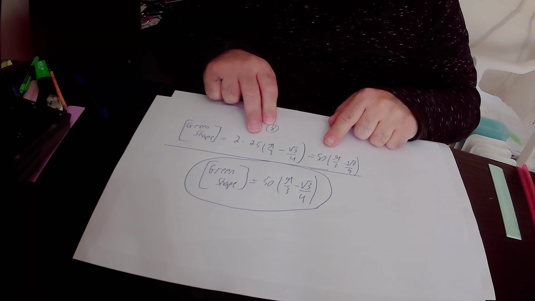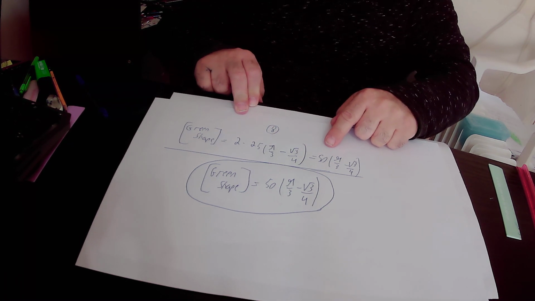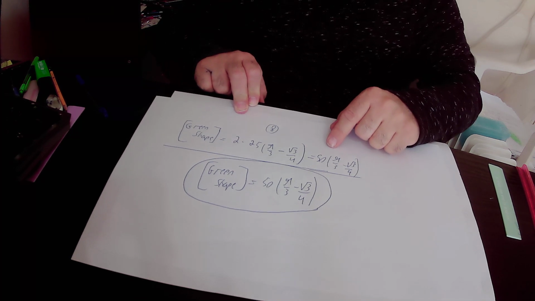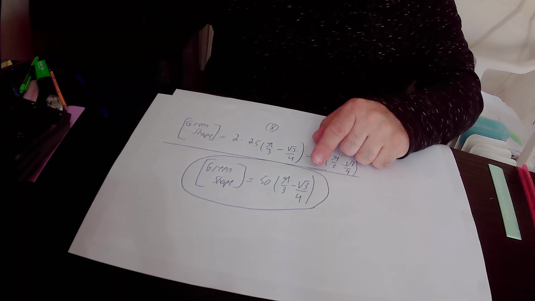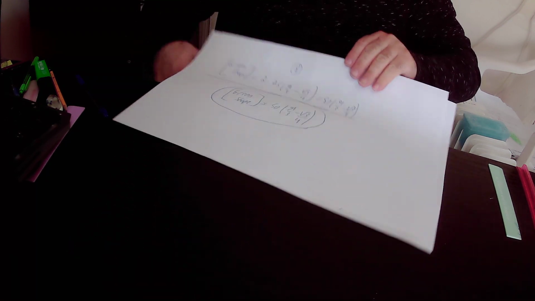2 times 25 is 50. So we found out that the area of the green shape, according to the first method, equals 50 times pi over 3 minus square root of 3 over 4 square units. We finished with the first method. Then I presented to you how to find out the area of the green shape according to the second method.